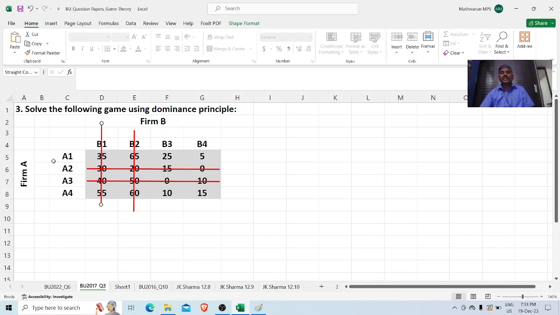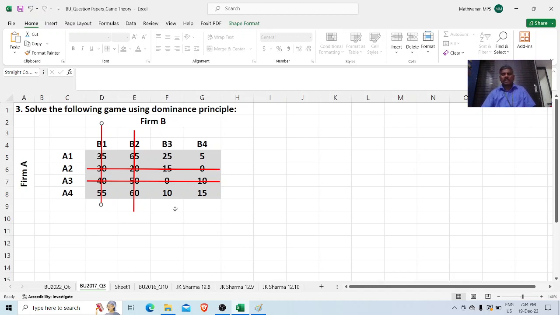Again, we can compare the rows as well as the columns. If we compare the row A1, 25 points, here 10 points. A1 is better strategy. Here it is 5 points and 15 points. So A4 is the better strategy. So we cannot delete the first row or the fourth row.